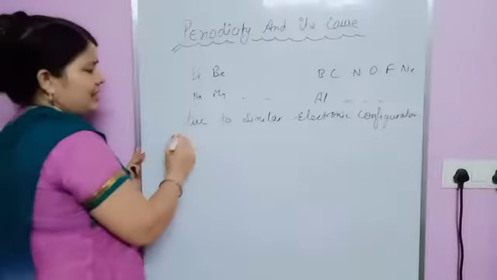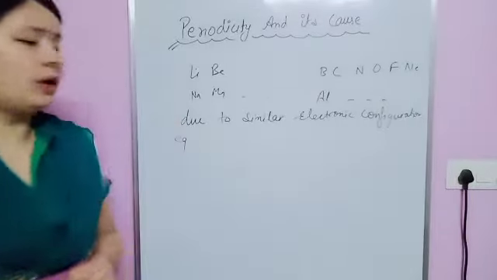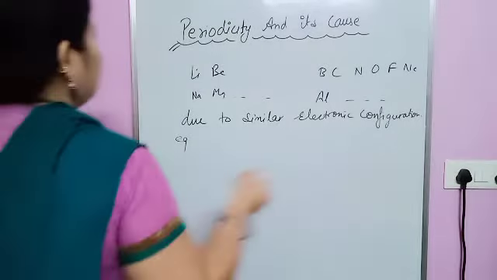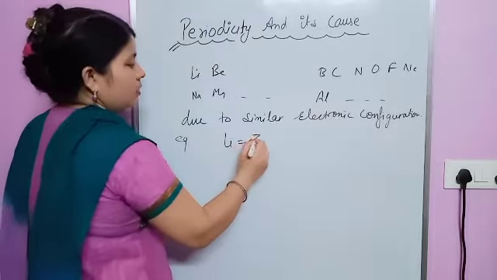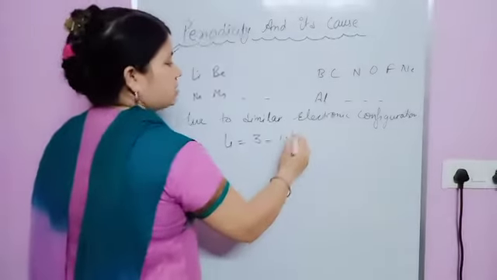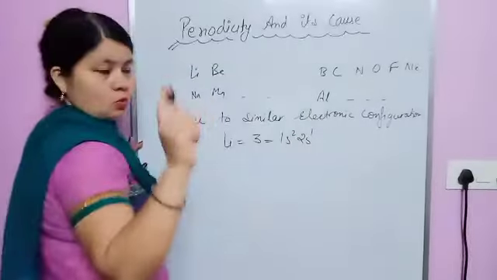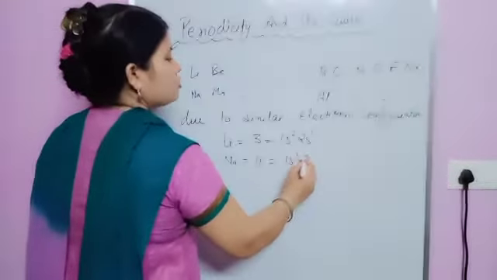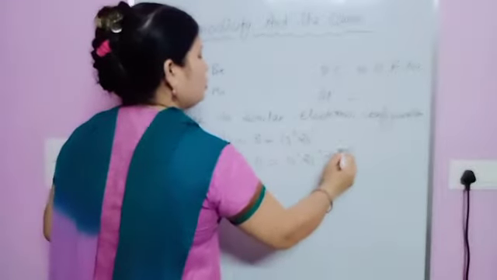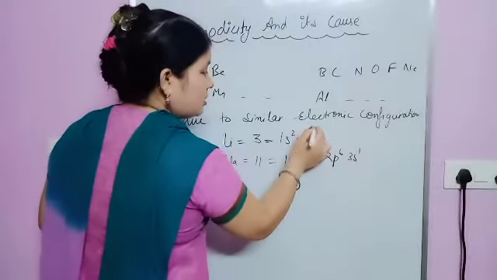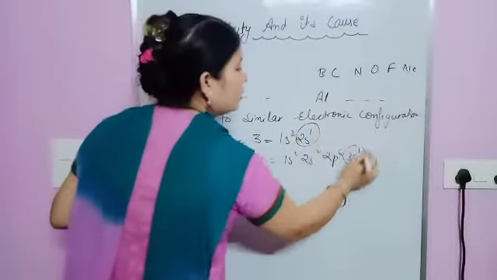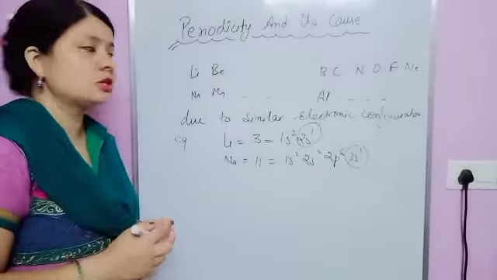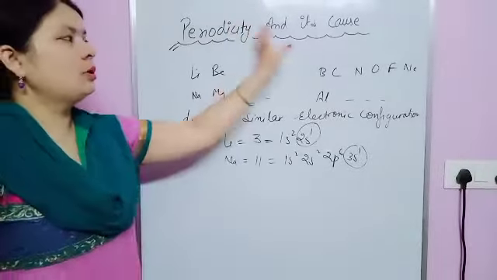You can take any example. Now just see, the first one is lithium, atomic number 3. If you write it, it's 1s2, 2s1. Now if it's sodium, it's 11, 1s2, 2s2, 2p6, 3s1. Now just see, s1, s1. So there is a similarity in electronic configuration. That's why periodicity occurs.